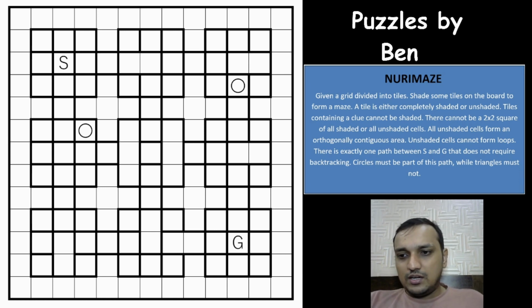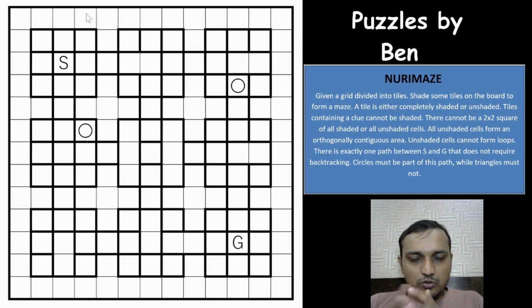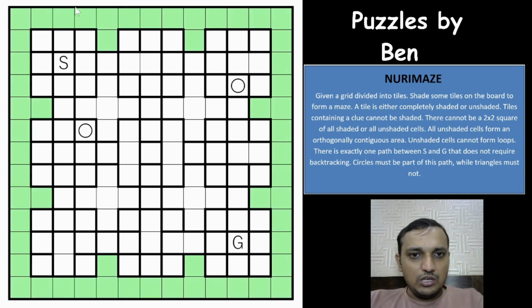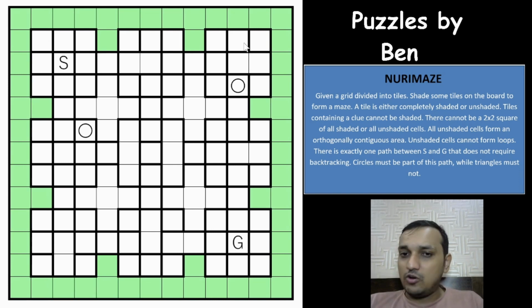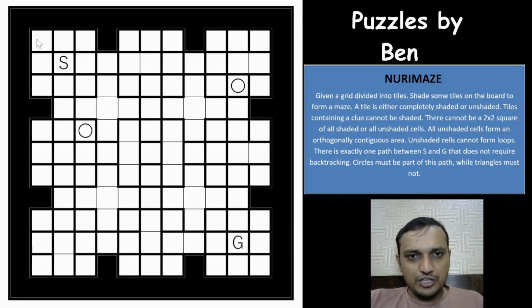So let us try and solve this puzzle now. The first thing that I saw when I looked into this puzzle was that this will always have to be shaded, because you can never form a loop. As I already said, a loop is never possible in a Nurimaze puzzle. So this will always have to be shaded.